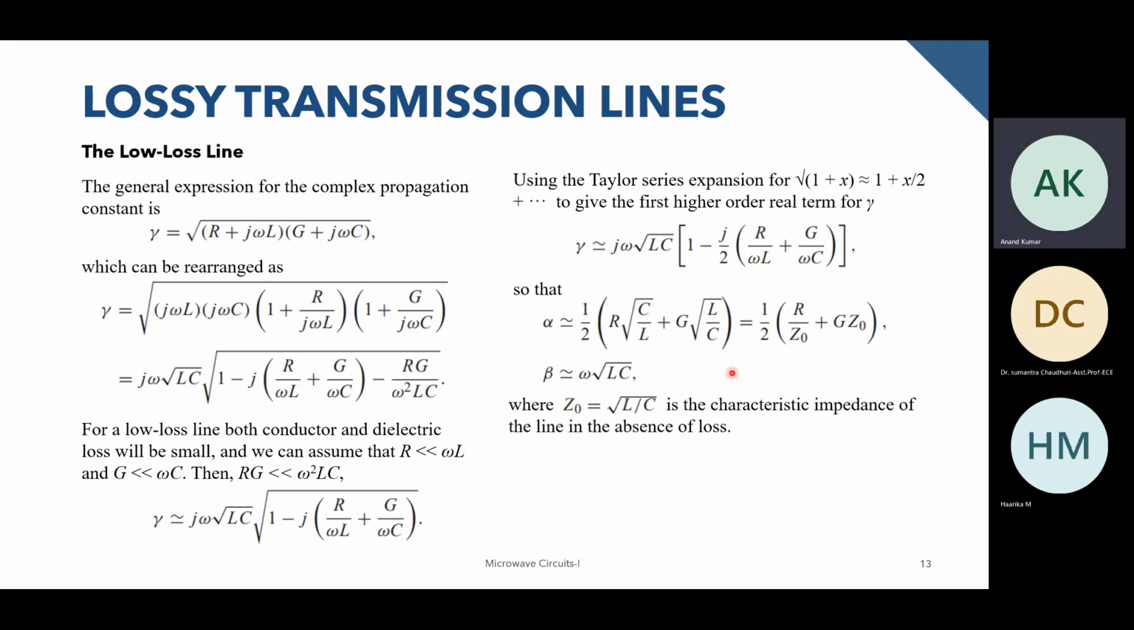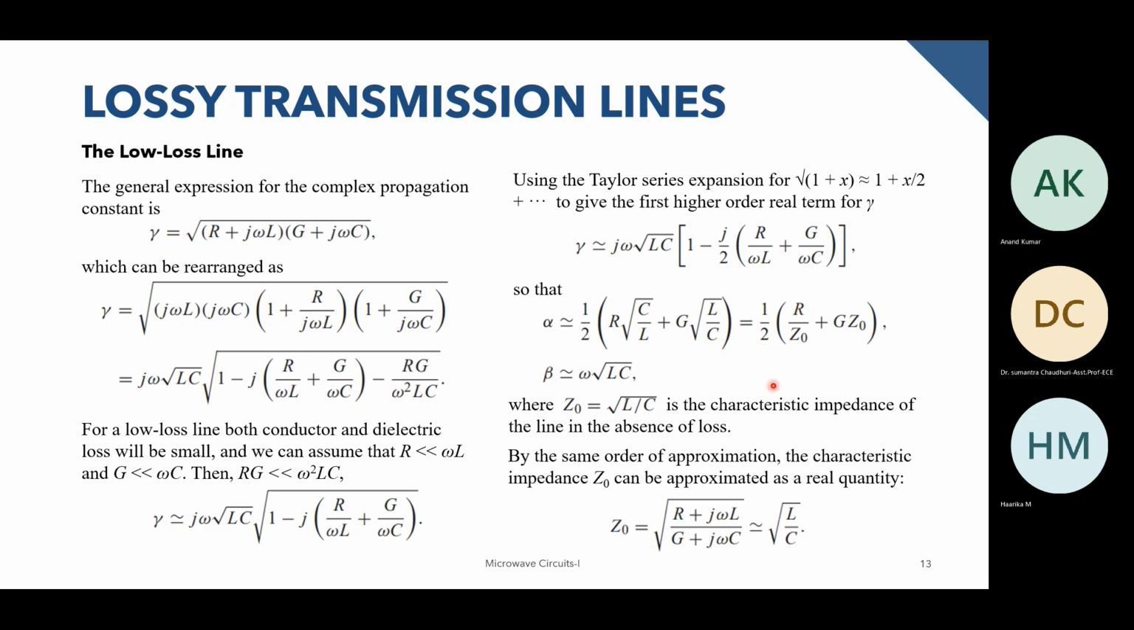And Z naught again, we are using the Z naught term over here, which means root under L by C, and this is the characteristic impedance for the lossless line. So in the absence of loss, this was the characteristic impedance. So we are using this in this expression over here.